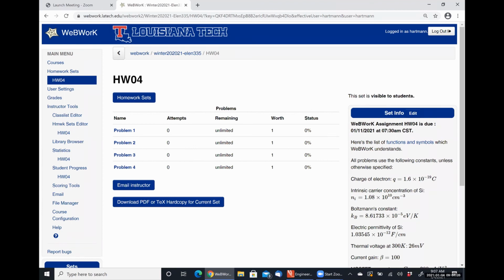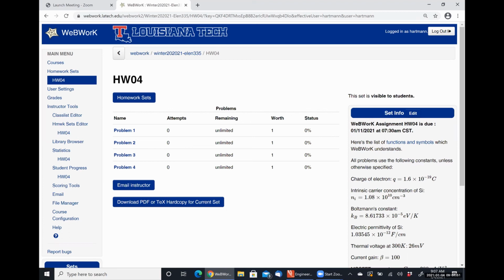So the first question would be on drift current and diffusion current. And then the second question is on built-in voltage and intrinsic carrier concentration.